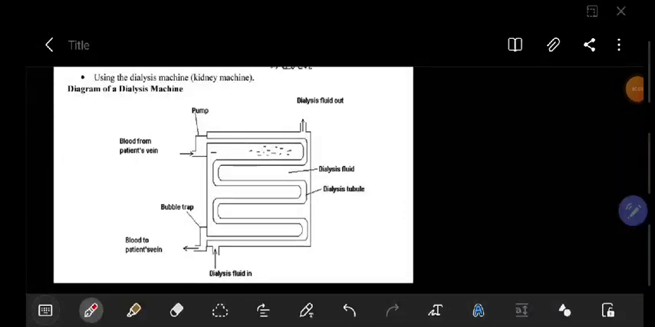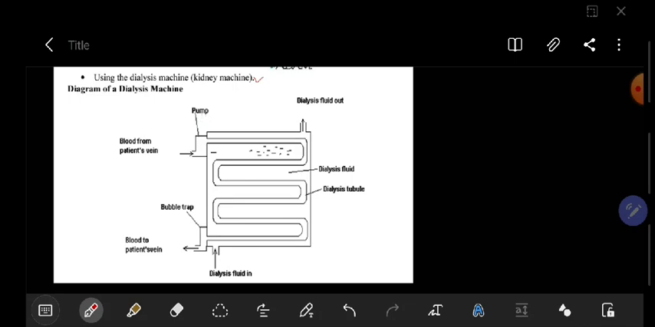All right, so let's look at the other method of treating kidney failure. The other one is using a kidney machine, or the dialysis machine. So we can also treat kidney failure using a dialysis machine. Now this is the inside of the dialysis machine.